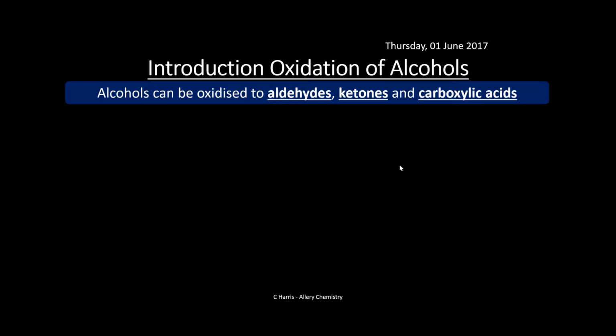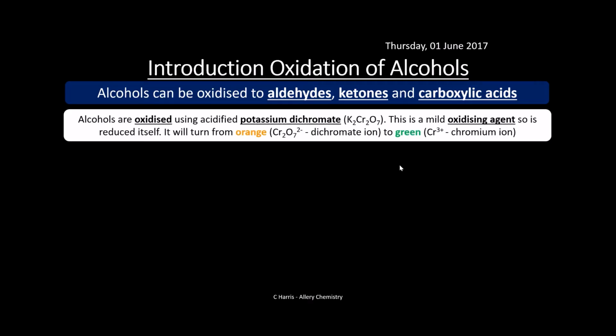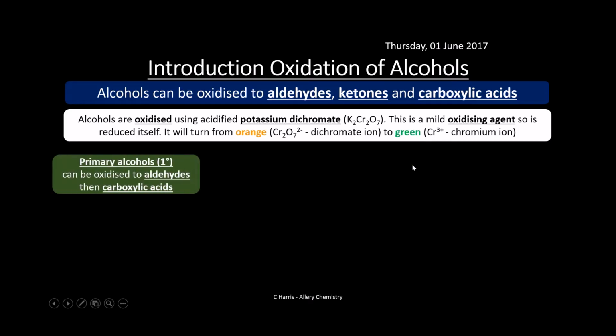Okay, so alcohols can be oxidized to aldehydes, ketones, and carboxylic acids. And basically, we use this chemical called potassium dichromate, K2Cr2O7. It's a mild oxidizing agent. It's reduced itself. Basically, it turns from orange, which is the dichromate ion, to green, which is a chromium ion, Cr3+. Now, primary alcohols can be oxidized to aldehydes, and then they go to carboxylic acids.